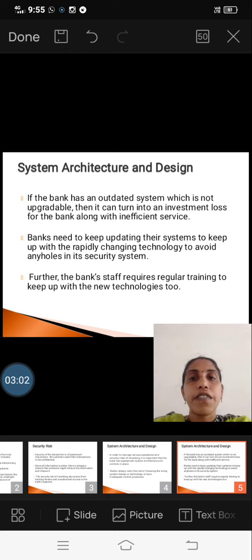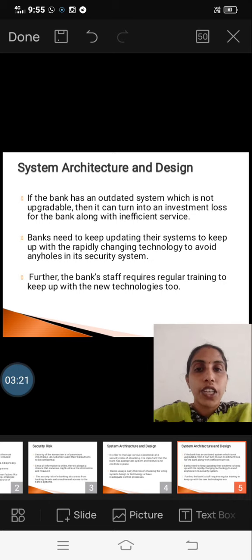Again, if the bank has an outdated system, it will face heavy loss, losing its customers. It has to invest a lot again in technology to update it and to cope with the changing environment. It has to further recruit new banking technology staff to keep up with the latest technology.